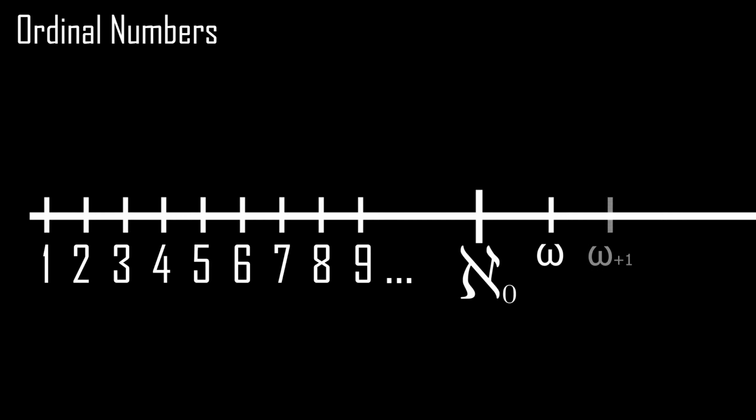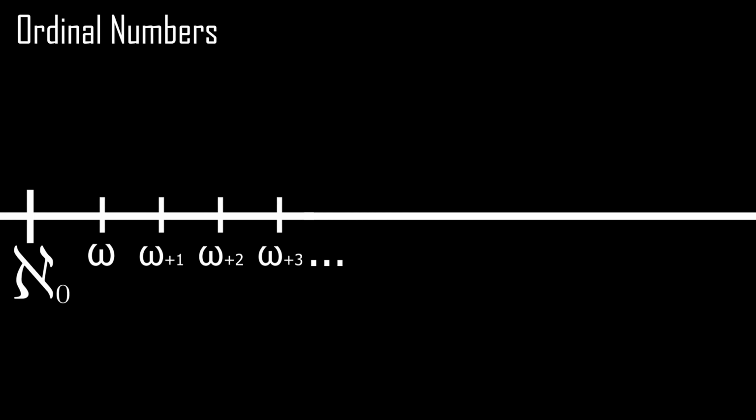After omega comes omega plus 1, omega plus 2, omega plus 3, and so on and so forth. Eventually, after continuing to count upwards an infinite amount of times, we can reach omega plus omega, or omega times 2. These ordinals are not bigger than the set of all natural numbers, but instead describe what comes after them.